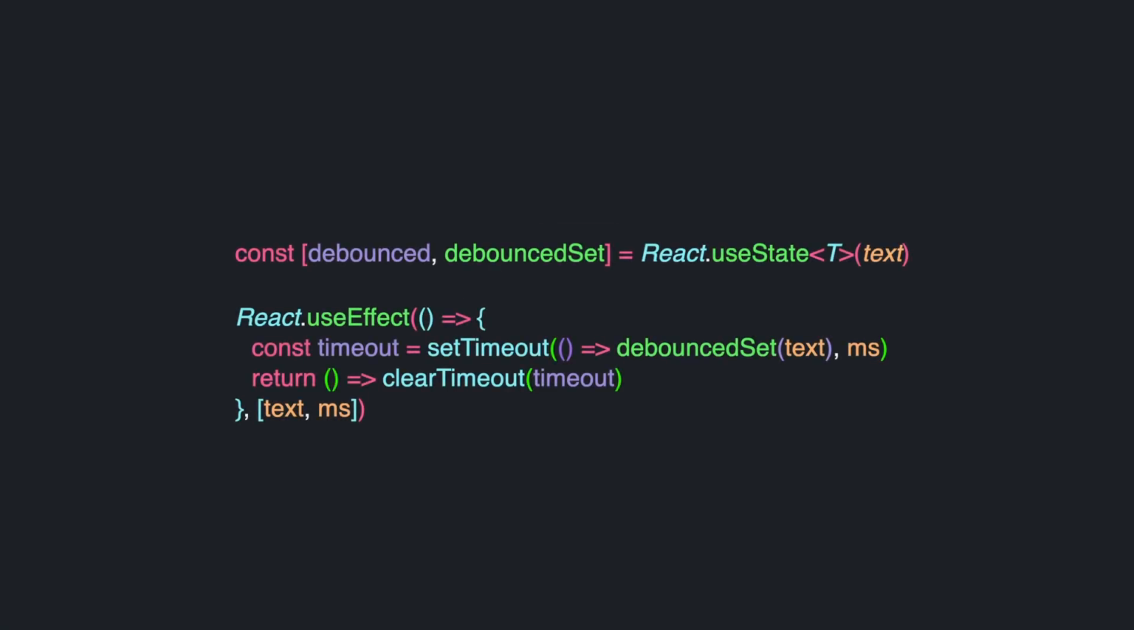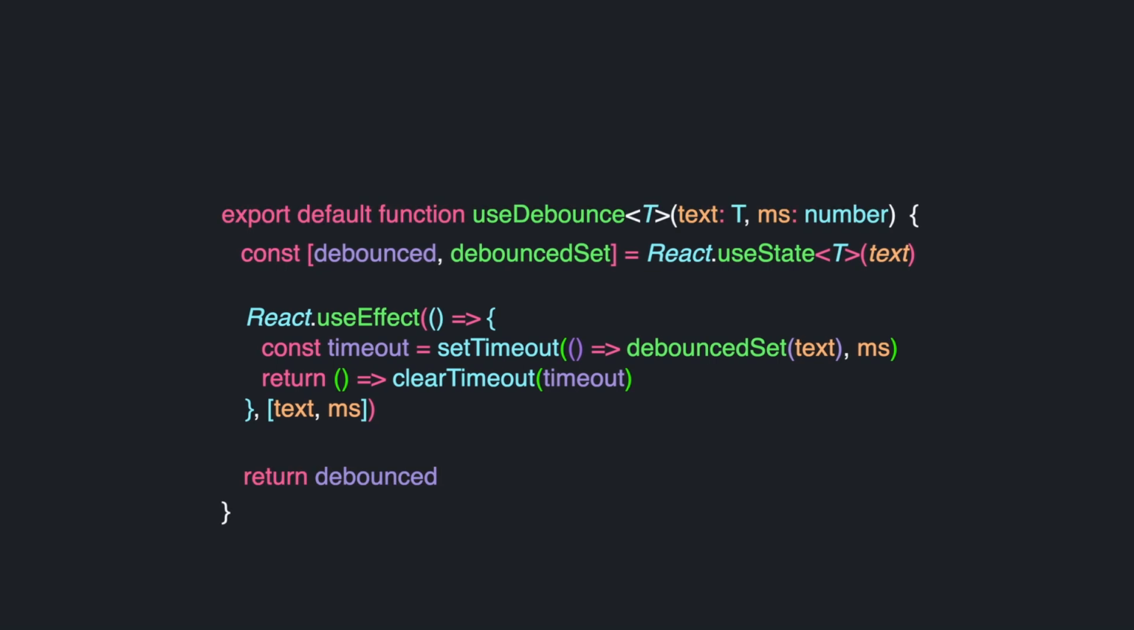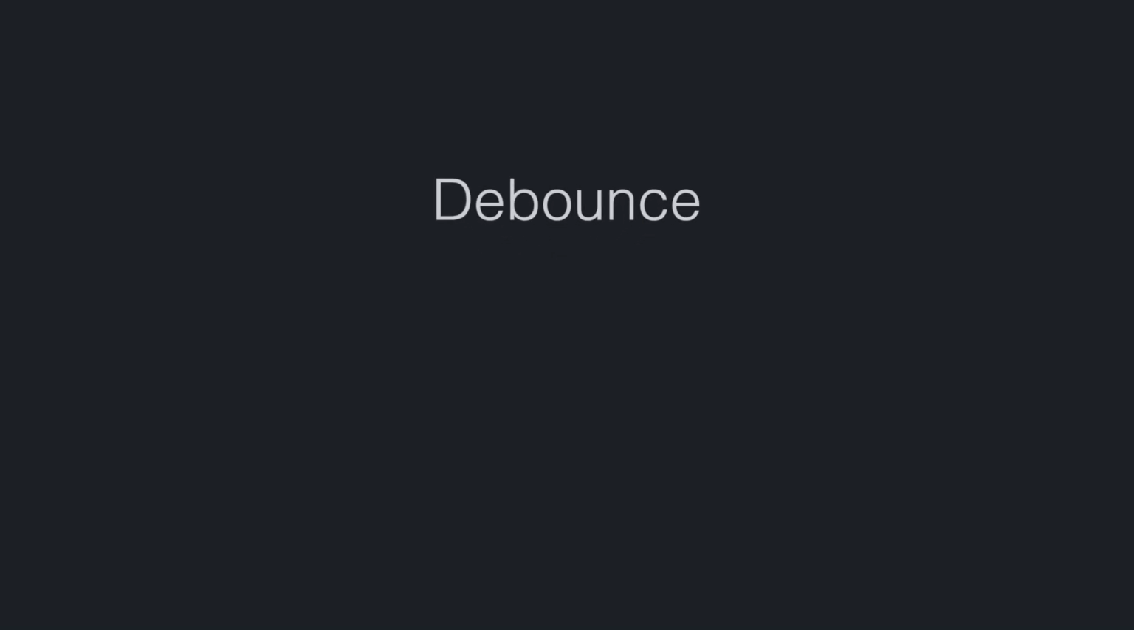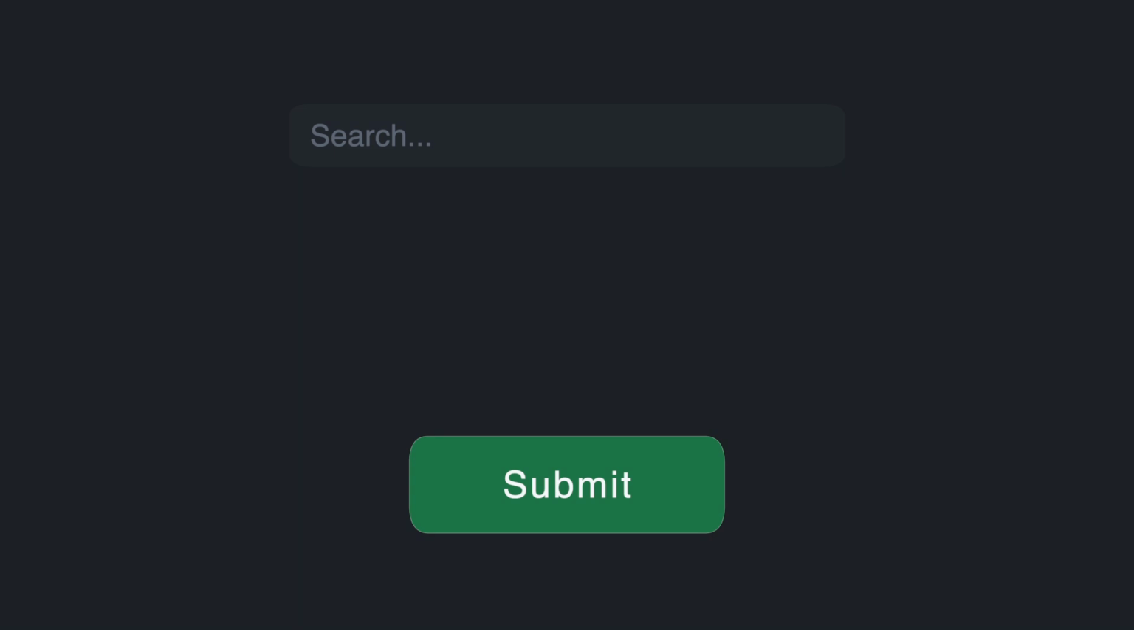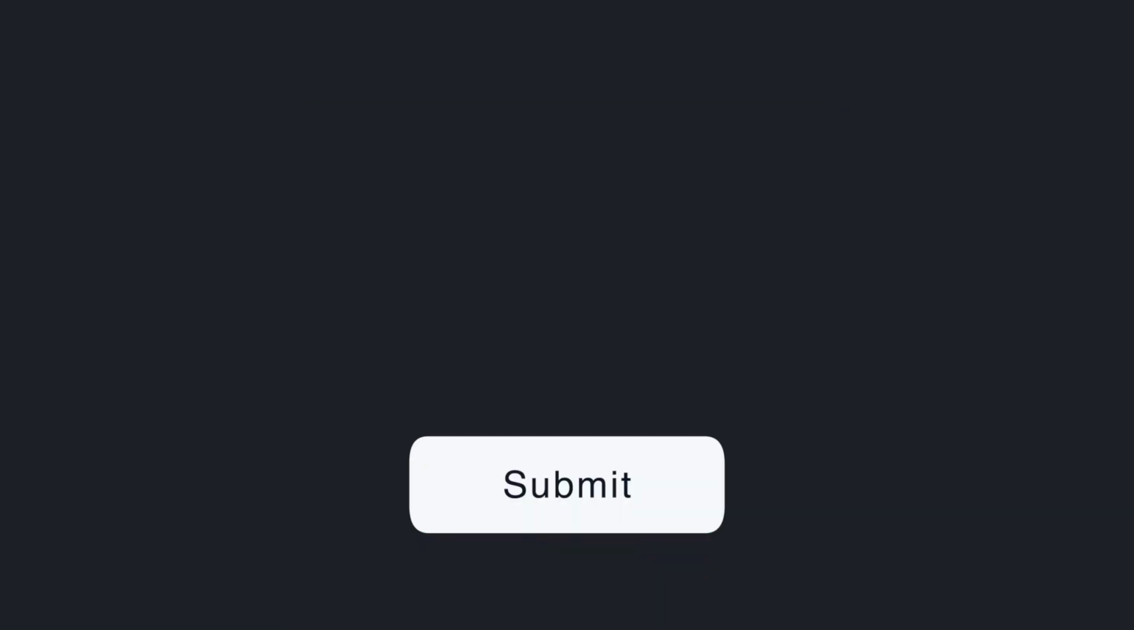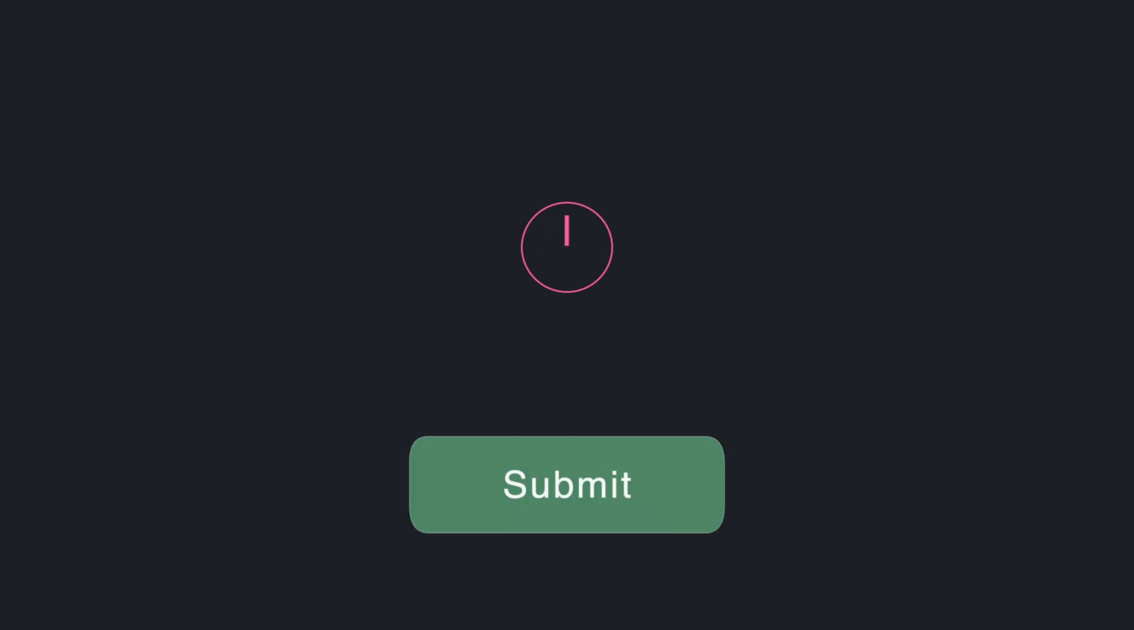Today, we're going to be looking at how to create a debouncing hook in React. If you don't know already, debouncing is the concept of restricting or limiting the number of times a function gets executed. Instead of calling a function right away, say at the click of a button or the stroke of a key, debouncing calls a function only after a set period of time.